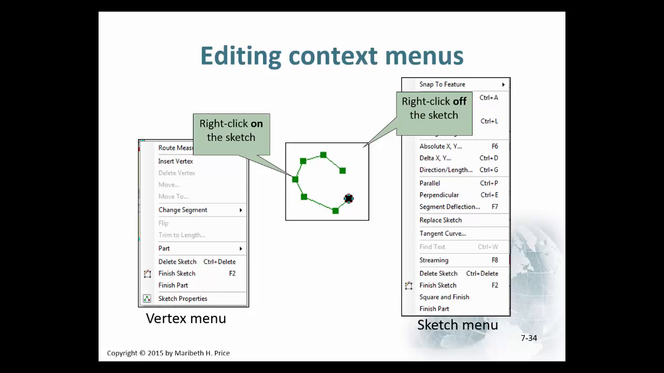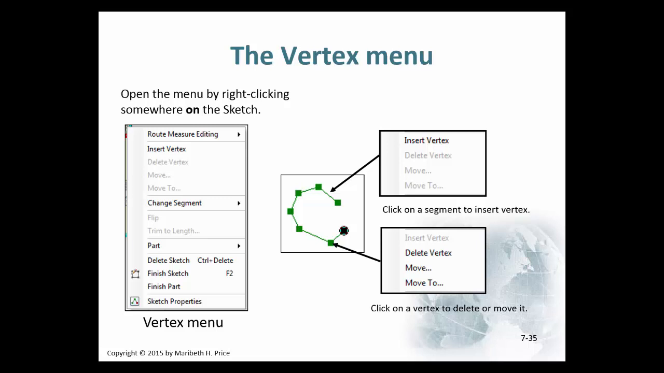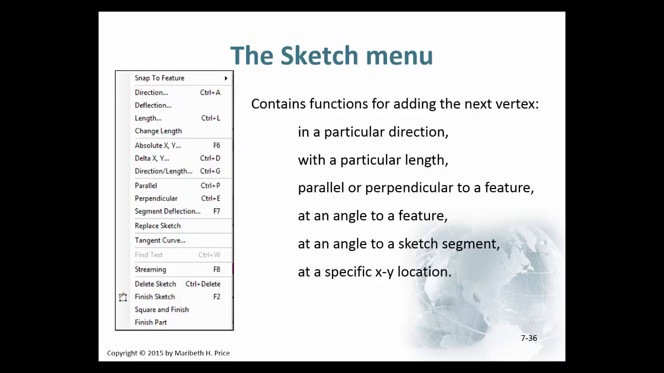Depending on where you right-click your mouse, you will get one of two context menus. If your mouse is on the sketch when you right-click, you will see the Vertex Finish Sketch menu. If your mouse is not on the sketch when you right-click, you will see the Sketch Tools menu that has tools that allow you to edit the sketch. The Vertex menu allows you to edit, add, or delete vertices. The Sketch menu is a collection of tools used to create the next vertex. These are the tools that will make your work look great and be exactly right.